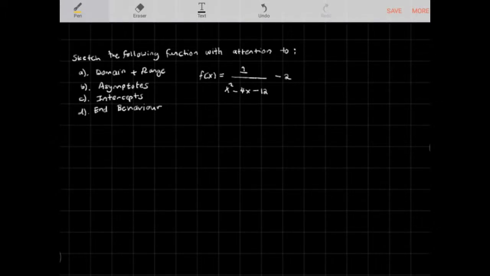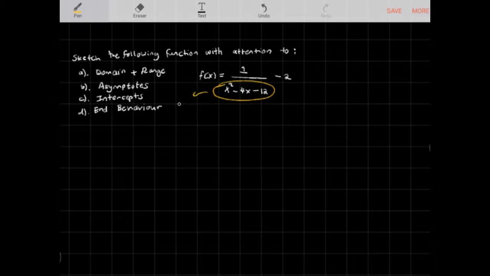All right, let's take a look at another variation of a quadratic reciprocal function. Okay, so we have f of x is equal to 1 over x squared minus 4x minus 12, minus 2. And actually, if we take a look at the denominator here, we can factor this.